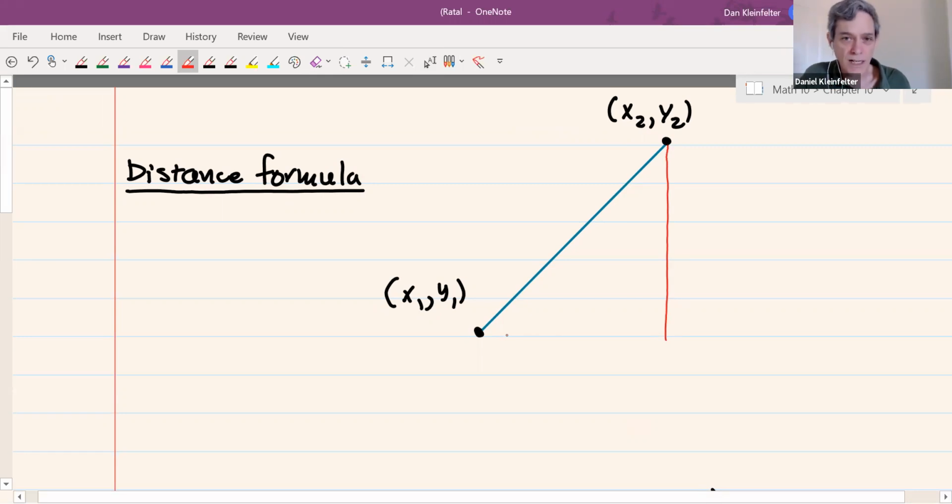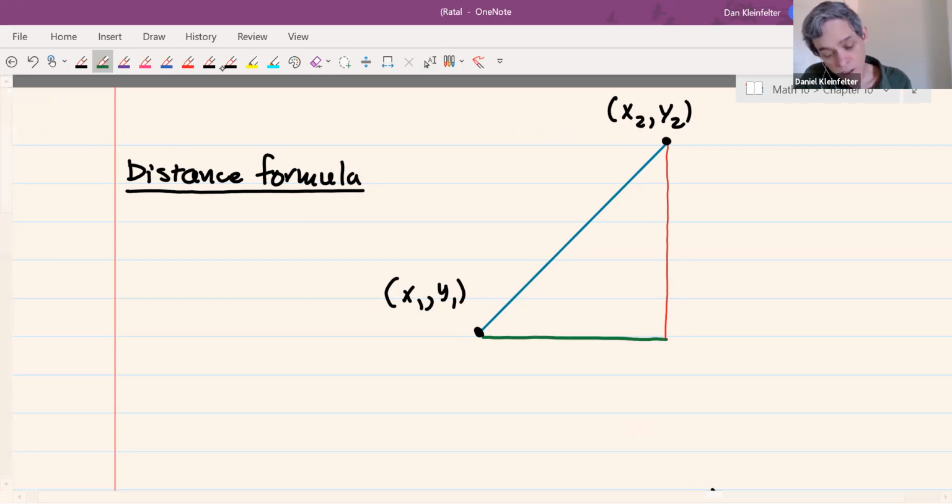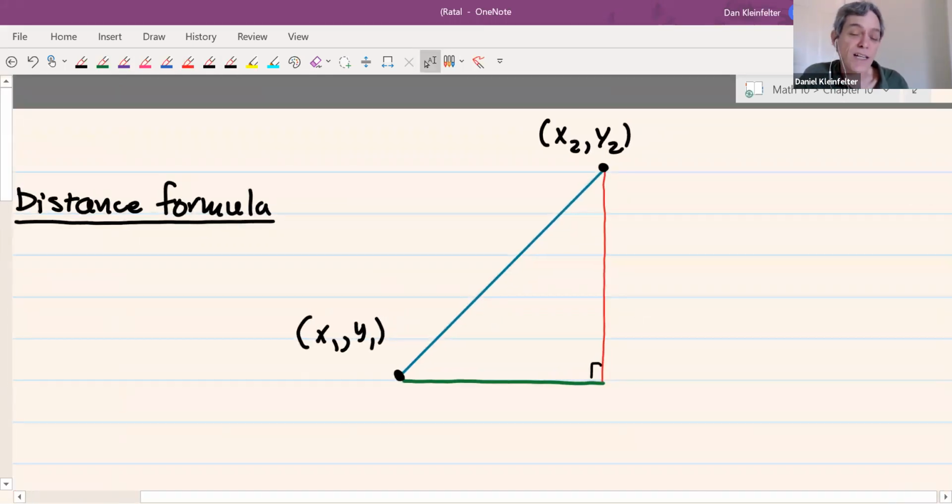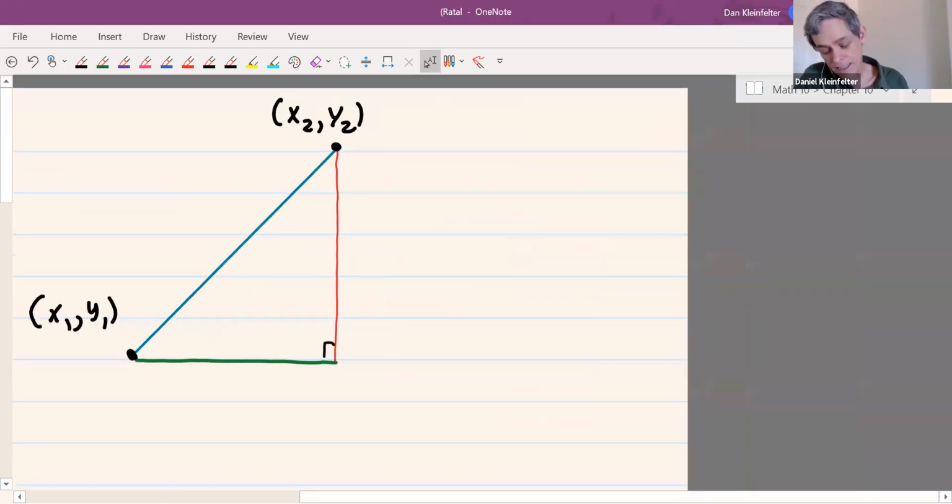We're going to take that bluish line, the diagonal, as the hypotenuse of a right triangle. So we've got this right triangle with the length we want as the hypotenuse. We're going to use the Pythagorean theorem to help us get this done.